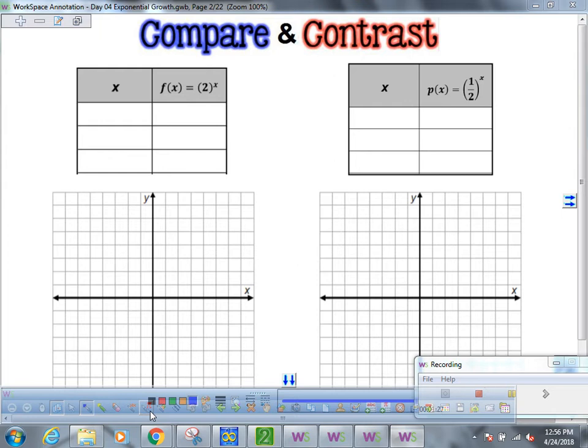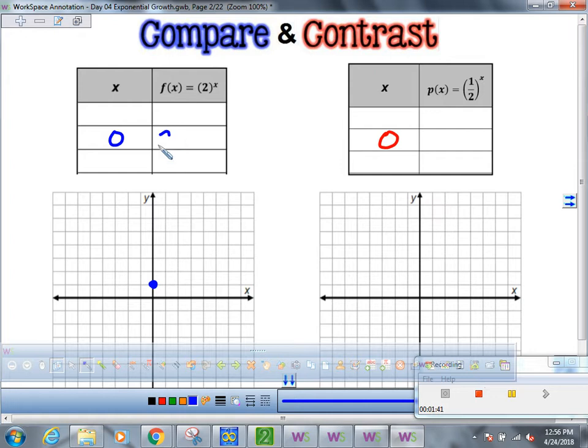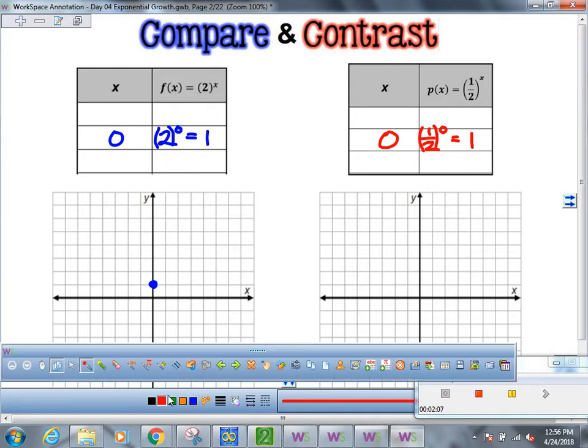Leif, do you want to add? They both start at 0, 1. It's almost like our parent function, and I really want to concentrate on that today. I should have put it in there. So 2 to the 0 is 1, and 1/2 to the 0 is also going to be 1. So we almost call that our reference point. That's our parent graph, and that's what we're concentrating on, what the graph looks like before any transformations, because that's what we did last week. So we start at 0, 1 for both of them.